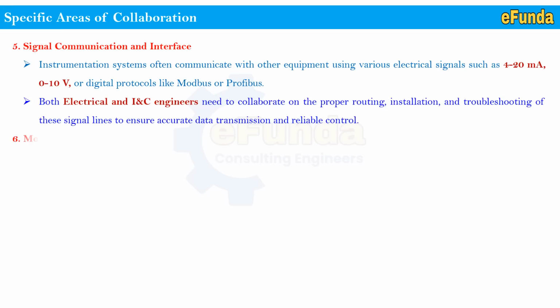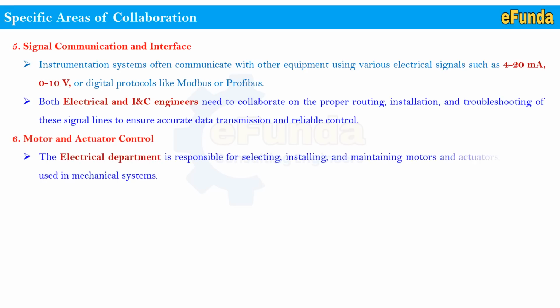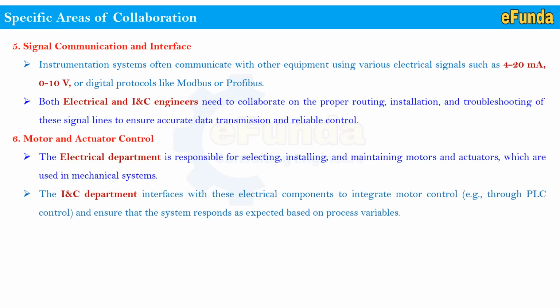Sixth, motor and actuator control. The electrical department is responsible for selecting, installing and maintaining motors and actuators which are used in a mechanical system. The IC department interfaces with these electrical components to integrate motor control, for example through PLC control, and ensures that the system responds as expected based on the process variable.